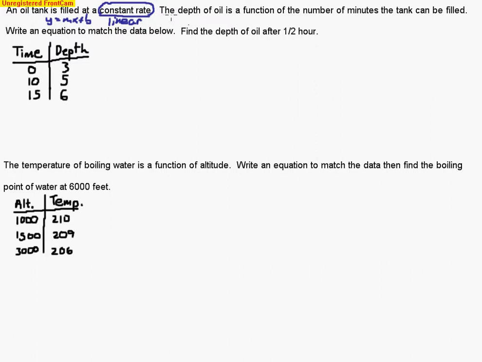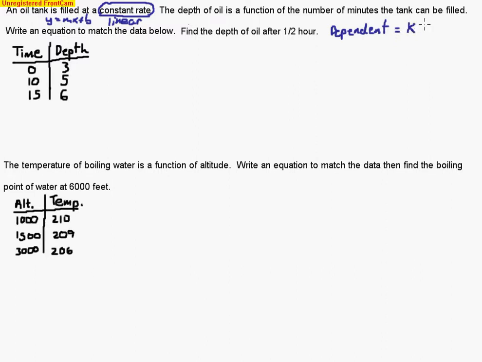The depth of oil is a function of the number of minutes. This is another key bit of information that tells us what y is and what x is. So typically when we're solving one of these, what we have is this. We've got a dependent event. So dependent means, well, it depends on something. Well, a dependent event equals some sort of constant. And so I'll use k for constant in this case.